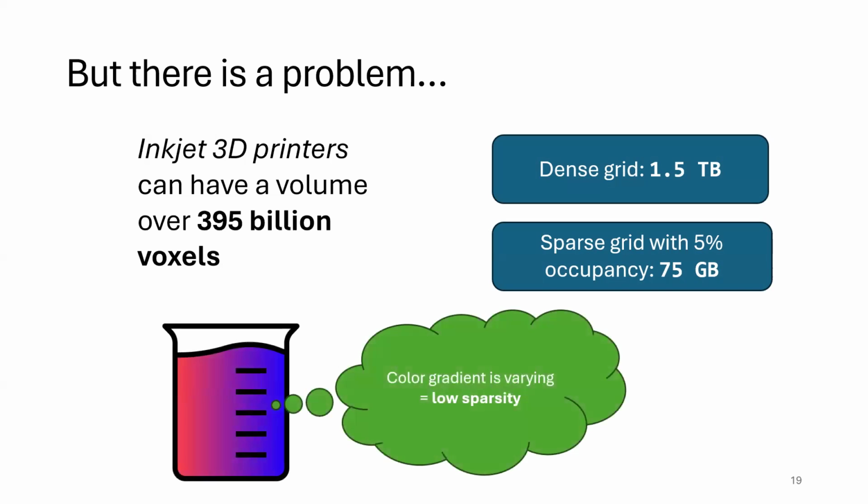Another problem we're going to run into is if what we want to capture are objects with a lot of color gradients, they're going to be continuously varying, right? They're changing all over the gradient, and that's going to result in low sparsity. We're not going to be able to capture that gradient very well without blowing up our memory requirements.